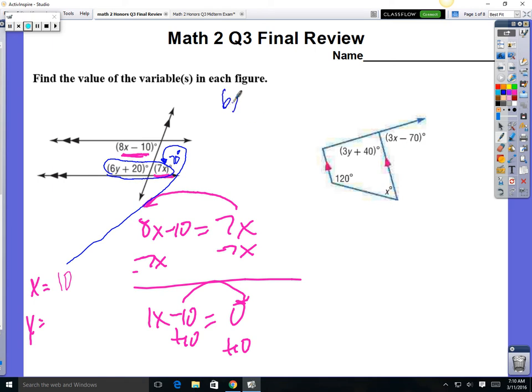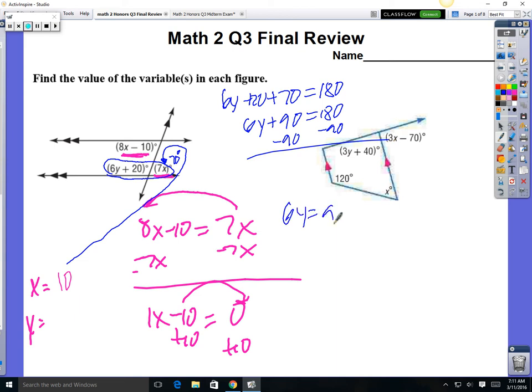So I know that my 6y plus the 20 plus the 70 has to equal 180. So 6y plus 90 equals 180. So now minus 90, minus 90, 6y equals 90. So divide by 6, divide by 6, 90 divided by 6 will give you y. So y is going to end up being 15.